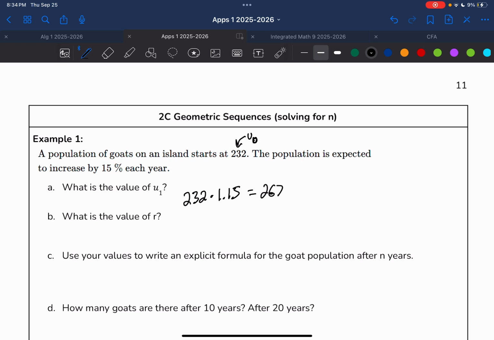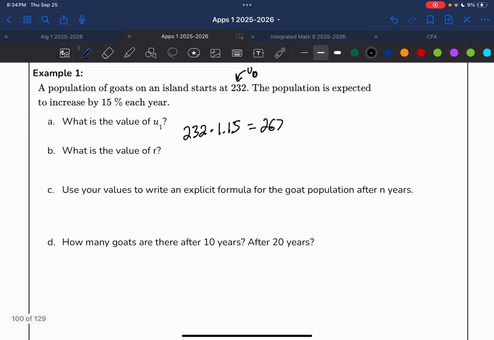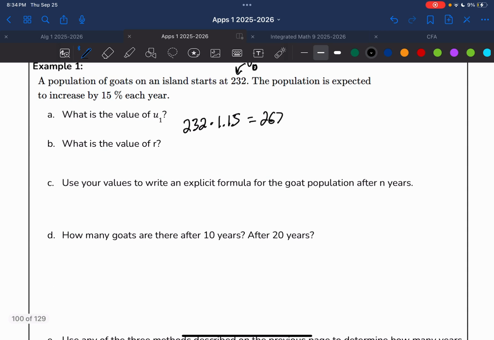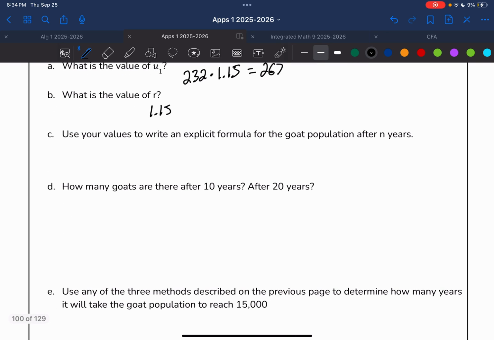Sorry, U1, because remember, we want n to represent the number of years since the start. And then what is the value of r? Well, the value is r. That's what we're multiplying by each year, so it's 1.15. So let's create an explicit formula here.